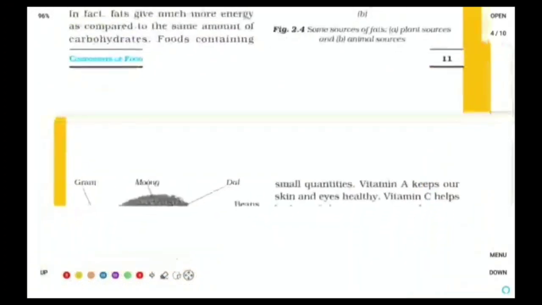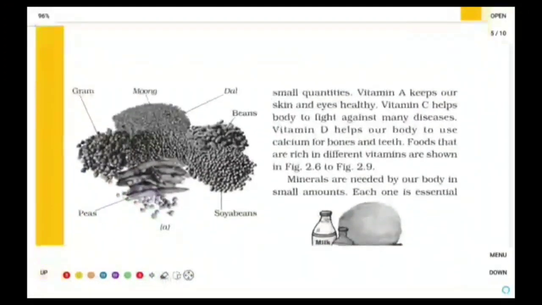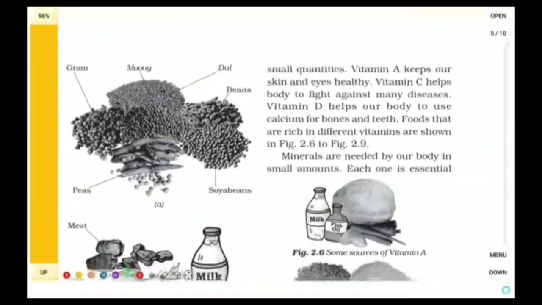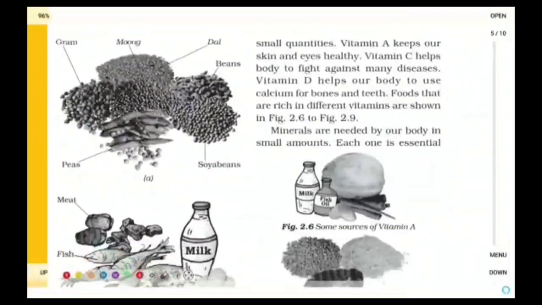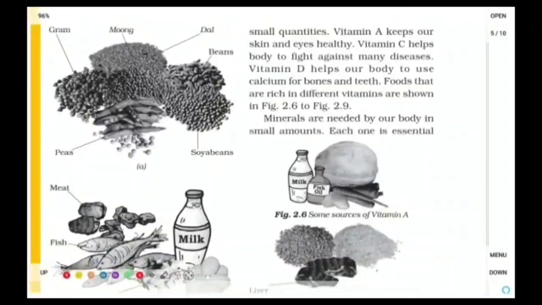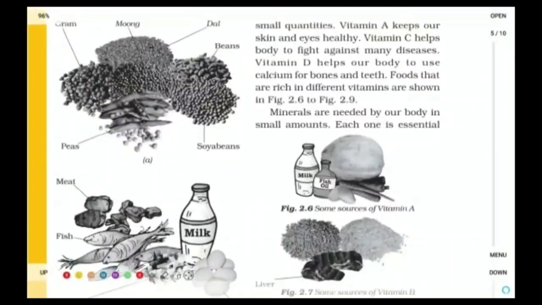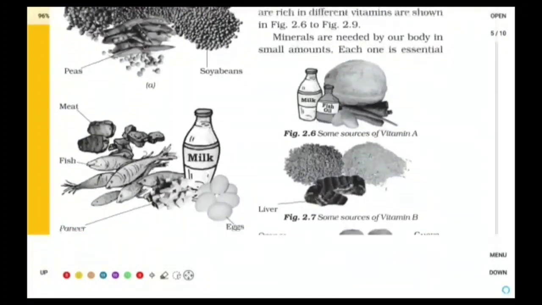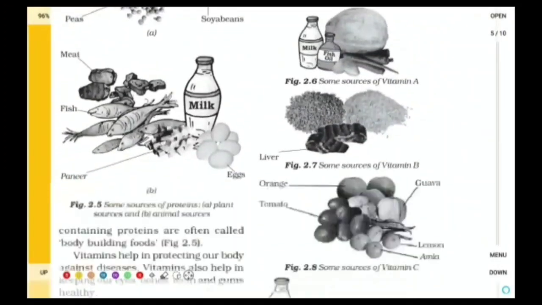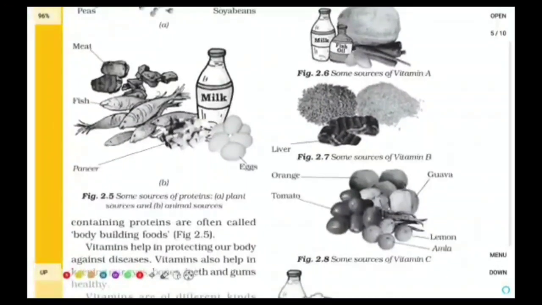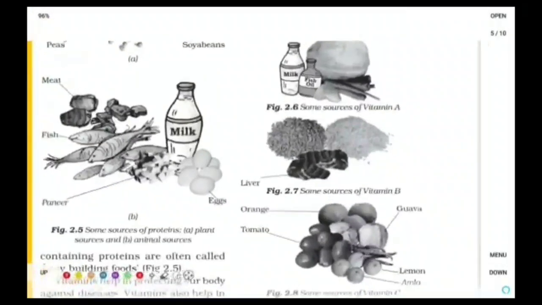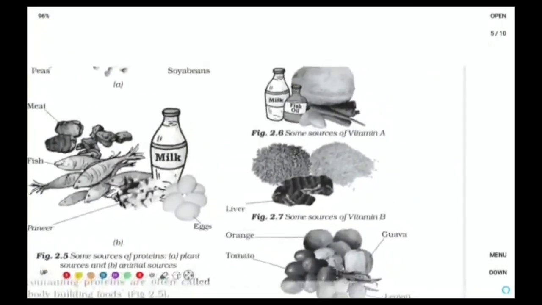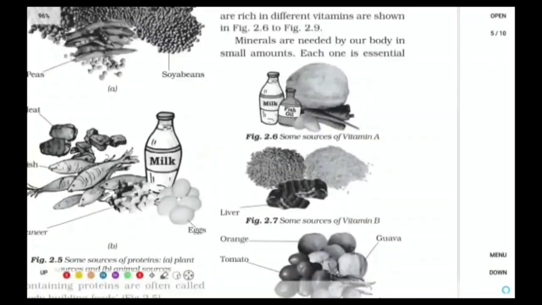vitamins. Vitamins are the most important part. There are many types of vitamins like vitamin A, vitamin B, vitamin C, vitamin D, vitamin K, vitamin E, etc. Some sources of vitamin A are papaya, carrots, mangoes, fish oil, and milk. Some sources of vitamin B are liver, rice, etc.